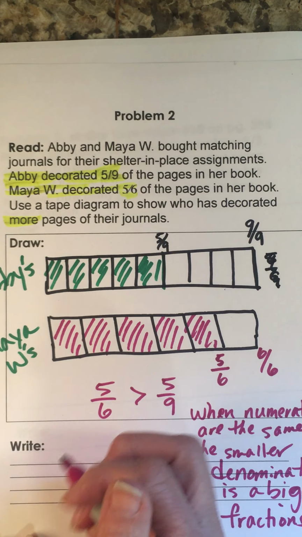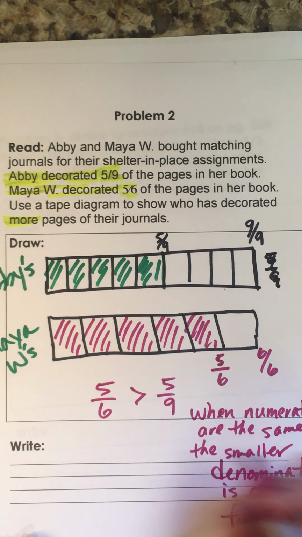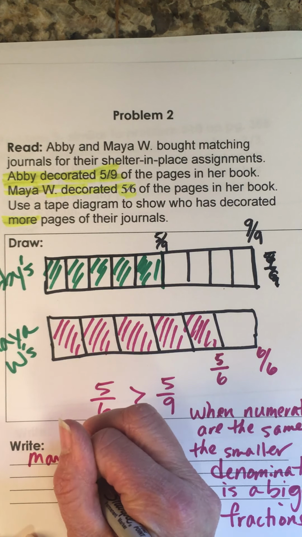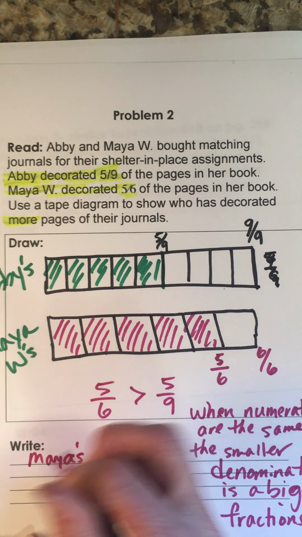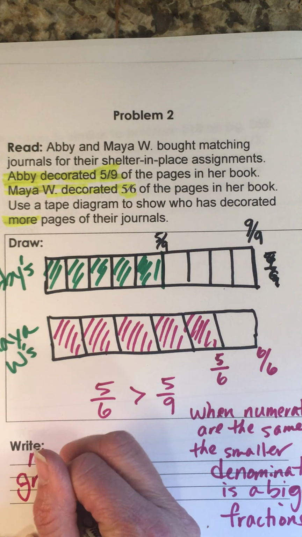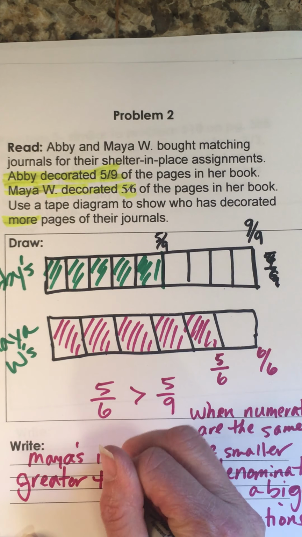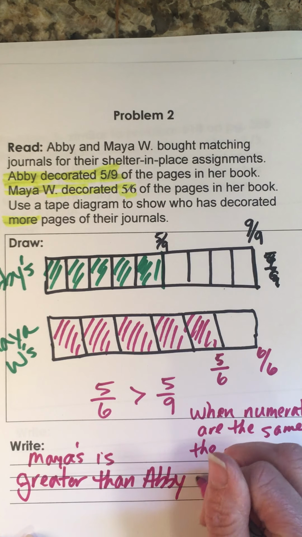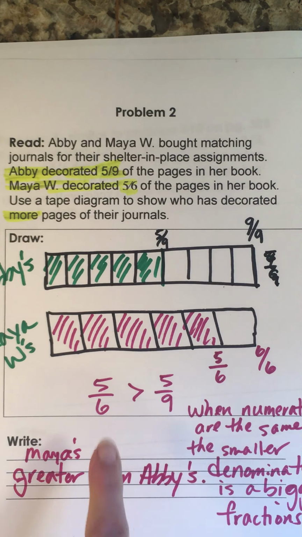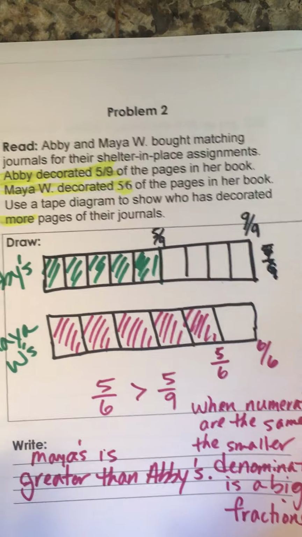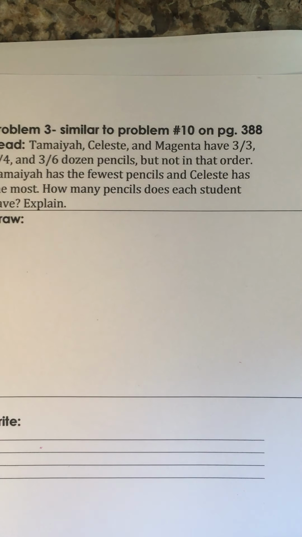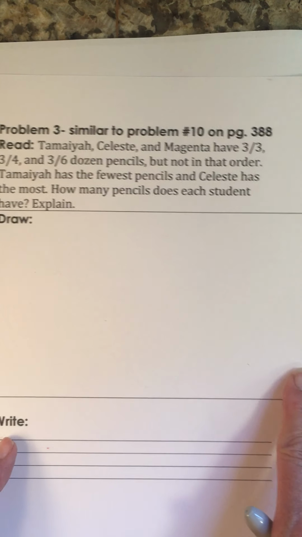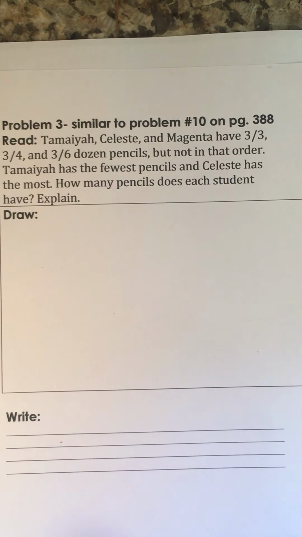So if we were to write this, we would have Maya's is greater, sorry, I'm running out of space, greater than Abby's, right? And I already explained a little bit here on that. Okay, one last problem. Hopefully you can see, this mic hopefully is working out here. Hard for me to tell.